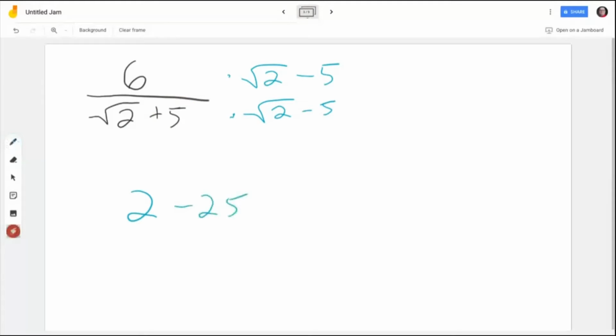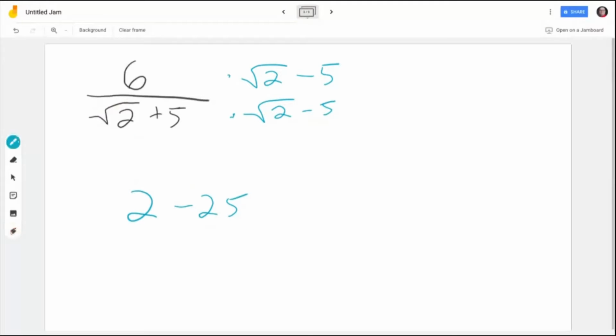The other two times that we multiply when we do this, the square root of 2 times the positive 5 and the square root of 2 times the negative 5, those are going to cancel out. It's going to be a negative 5 square root of 2 and a positive 5 square root of 2, which is going to end up being 0. So the only thing we're going to have are the first and the last terms.